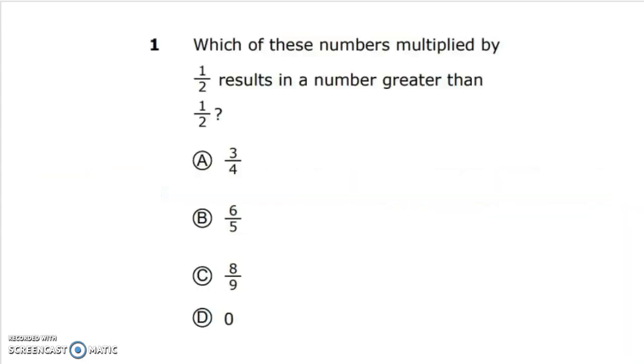Number 1. Which of these numbers multiplied by 1/2 results in a number greater than 1/2? A. 3/4, B. 6/5, C. 8/9, D. 0.